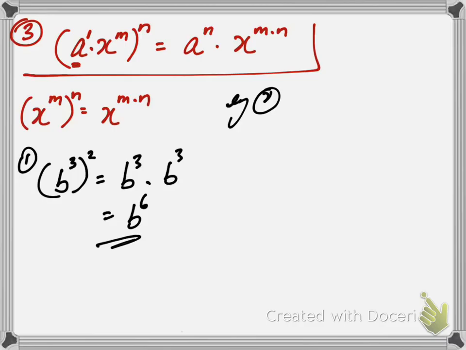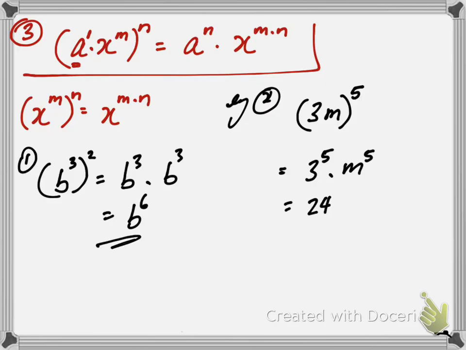2. If you have something like 3, let's say m to the power 5, let's say. So if you simplify, that will be... actually no. Hang on. Yeah, okay, you can do that. So it becomes 3 to the power 5 times m to the power 5. And so 3 to the power 5 is 243 m to the power 5.